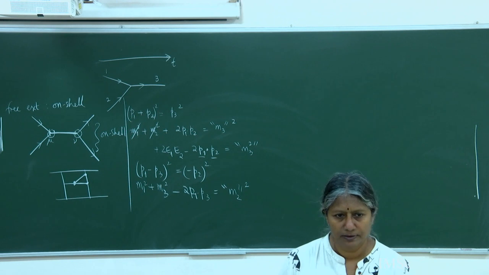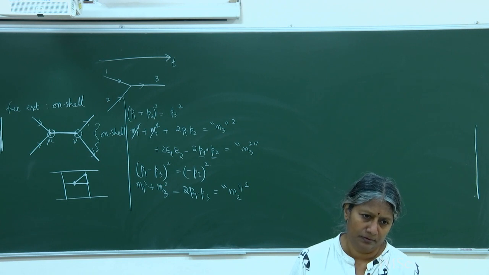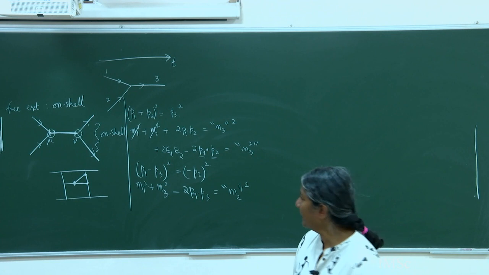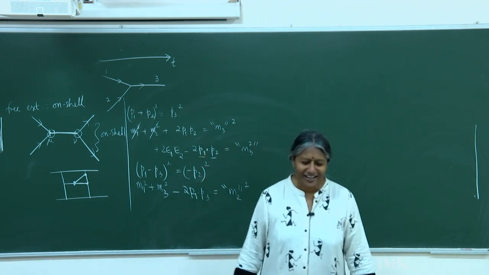Yes, ma'am. Ma'am, what reason you told about why we cannot have 3 electrons at the vertex, means we must have 2 electrons and 1 photon? Why is it not allowed?